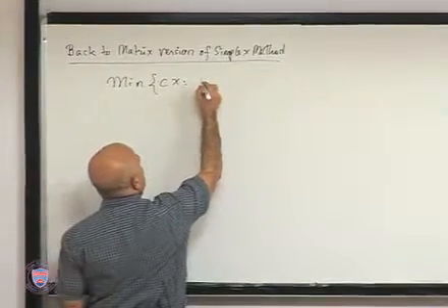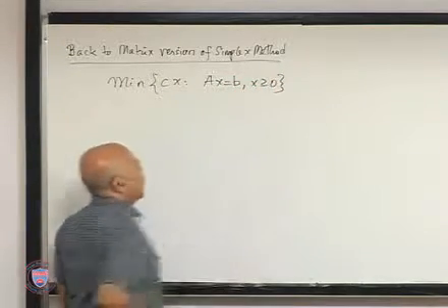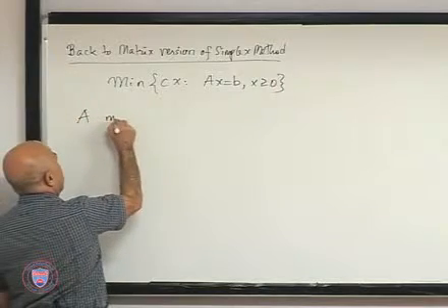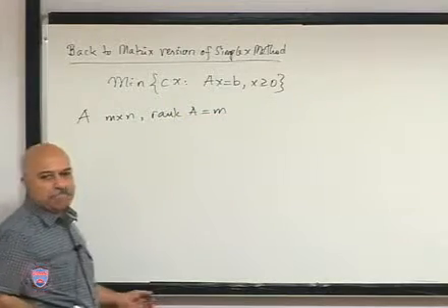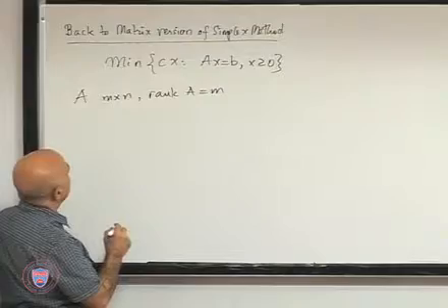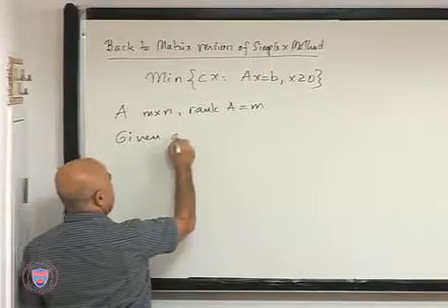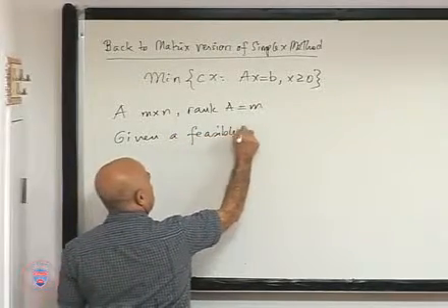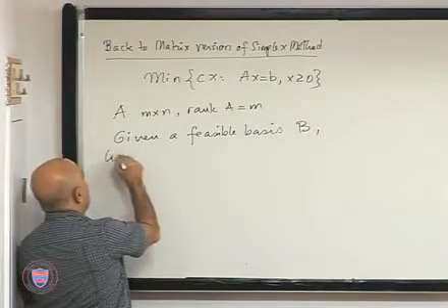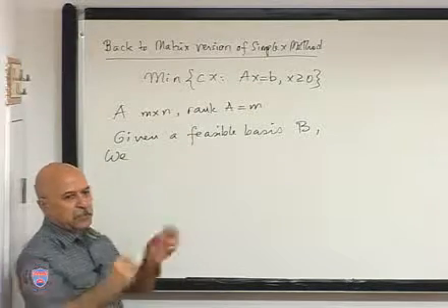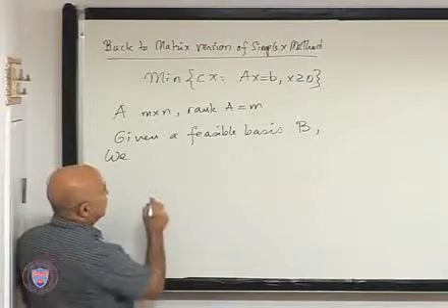Minimization of some objective function Cx subject to standard form constraints. And I'm assuming A is m by n, and the rank of A is equal to m. And then we assumed we have a given basis B which is feasible. So given a feasible basis B, we partition the A matrix as well as the vectors X and C into basic and non-basic components.